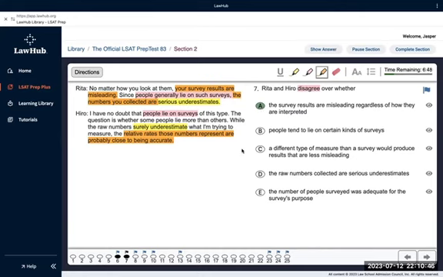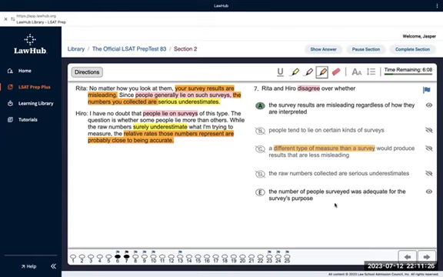We want something where one of the speakers is going to agree with the statement and the other speaker will disagree with the statement. B, people tend to lie on certain kinds of surveys. They both agree with that. C, a different type of measure than a survey would produce results that are less misleading. We actually don't know if there's some other type of measure. Neither of the speakers goes into that, so that would be out of scope. D, the raw numbers collected are serious underestimates. I think both of them would agree with that.